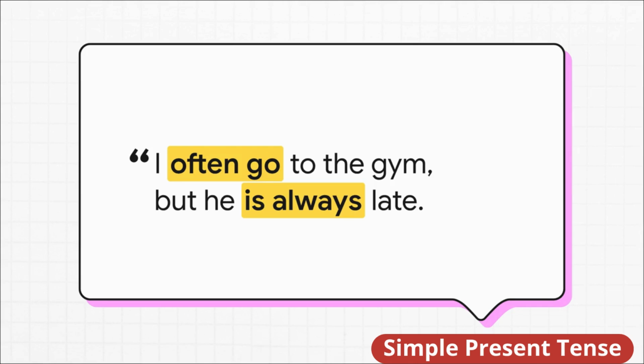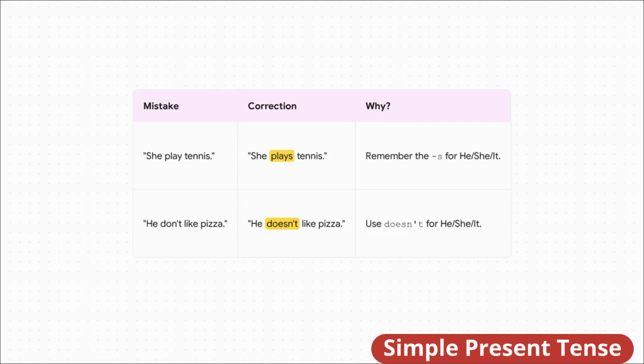The big exception is the verb to be. If you're using is, am, or are, the adverb comes after it. He is always late. Okay, let's zoom in on the two biggest traps people fall into so you can just avoid them. First, forgetting that third person S. It's an easy one to forget, I know, but for he, she, and it, it's a must. Second, getting don't and doesn't mixed up. Just remember, if the subject is he, she, or it, the helper verb needs that S. So it's never he don't, it's always he doesn't.